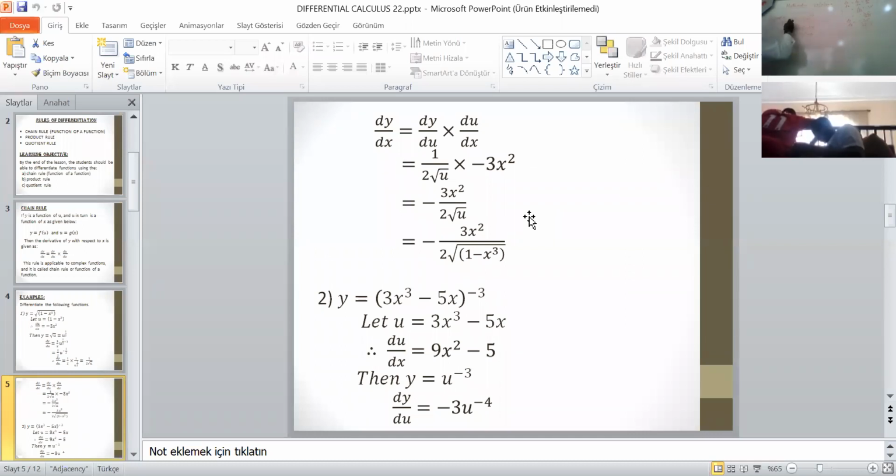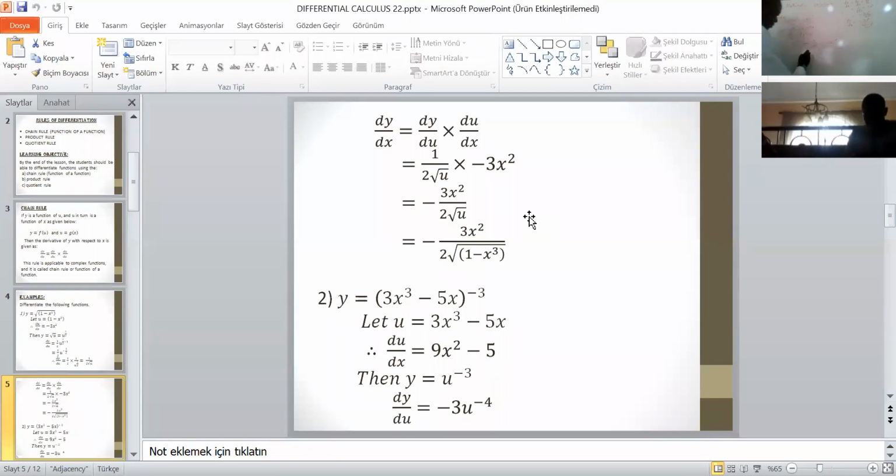Then, since this bracket is now u, that means y is now expressed as u raised to the power of minus 3, because the expression inside the bracket is u. Since y is a function of u, I can differentiate y with respect to u, so I get dy over du. Again, bring down the power, you have minus 3. Subtract 1 from minus 3, that will give minus 4. So that means this is going to give you minus 3 over u raised to the power of 4.